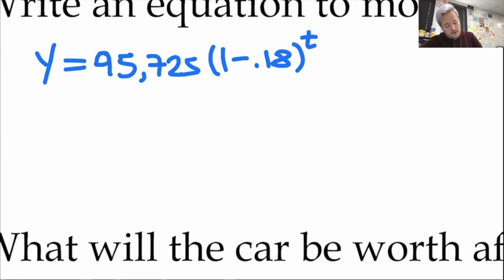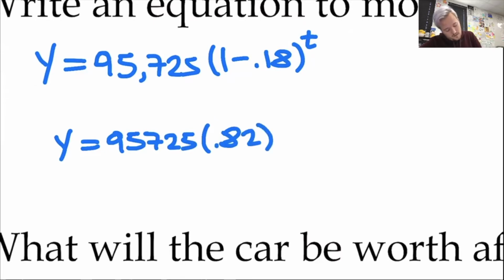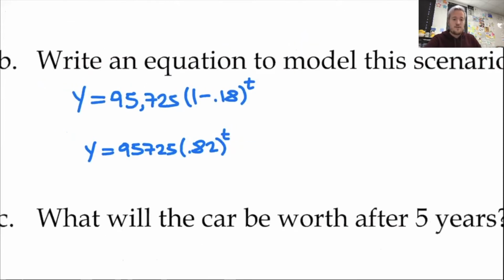All right, so your equation here is going to be 95,725 times 0.82 raised to the t. So the vehicle is only retaining 82% of its retail value each year. Every year it only carries over 82% of the value. It's going to consistently lose value, but eventually it's going to bridge off and plateau.